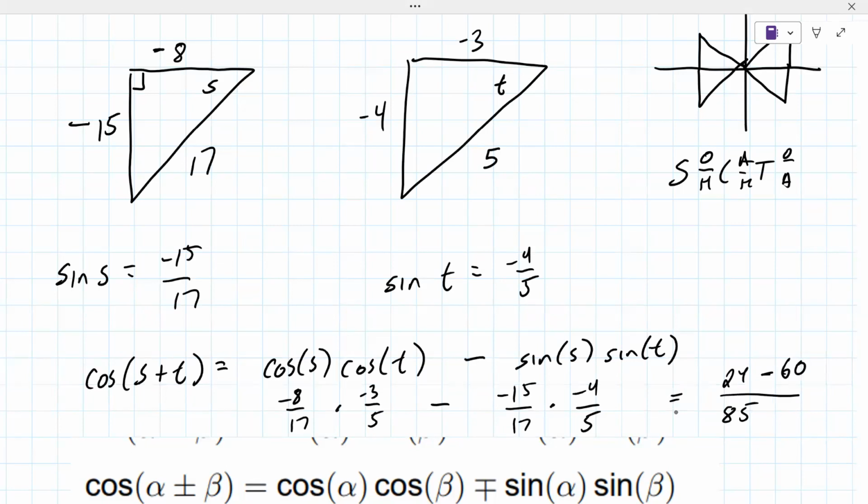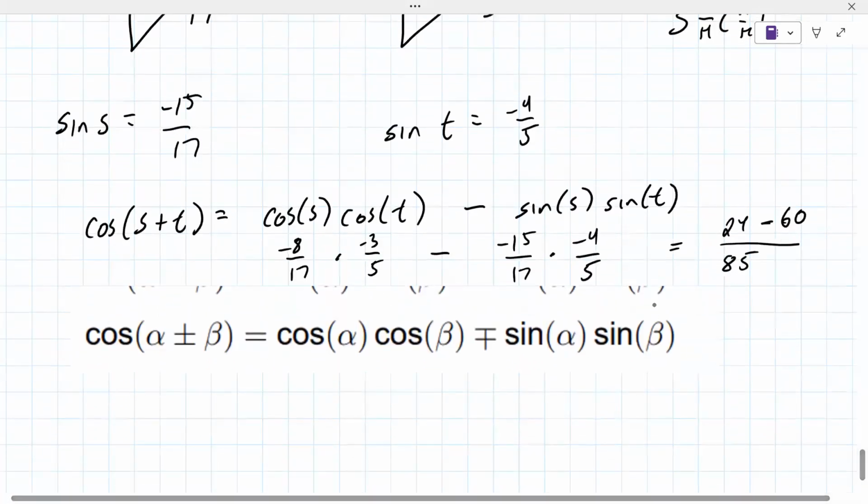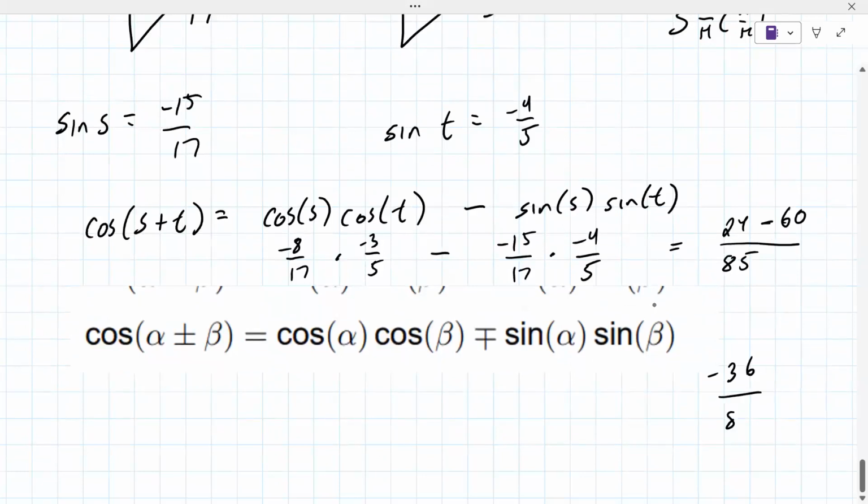And then minus 60 over 85. No, they should always have the same denominator. So that's a check if you're not doing it right. So it ends up being minus... It's 36. 36 over 85. Got it.